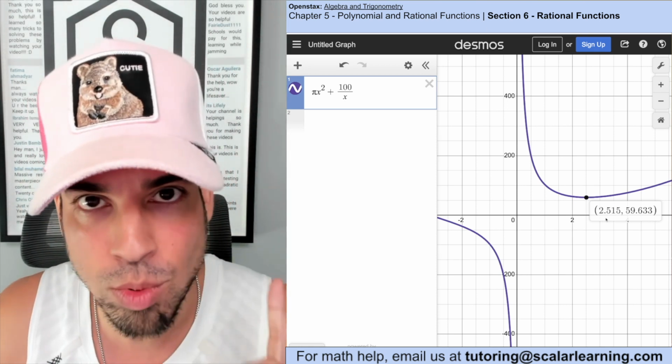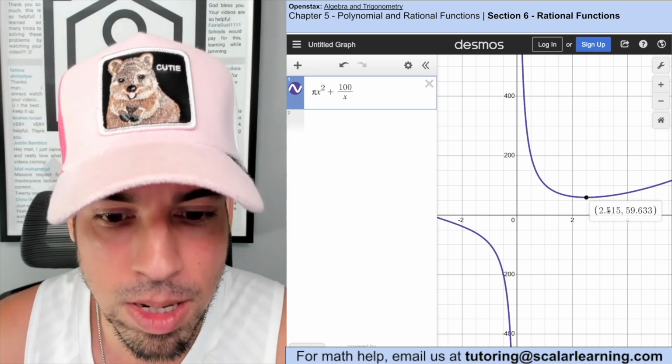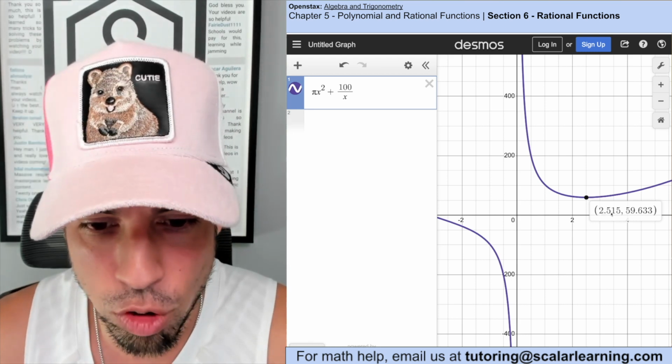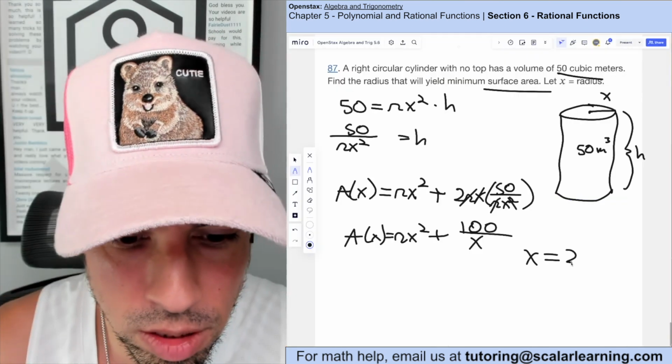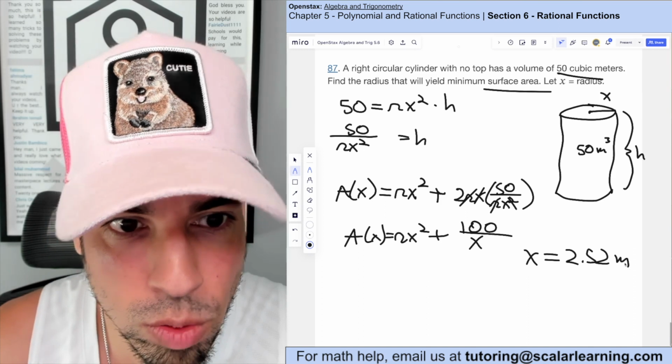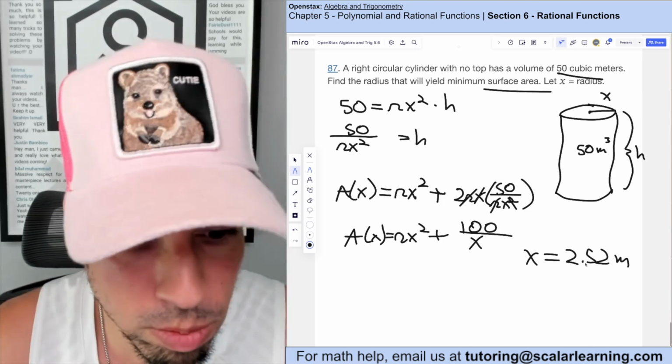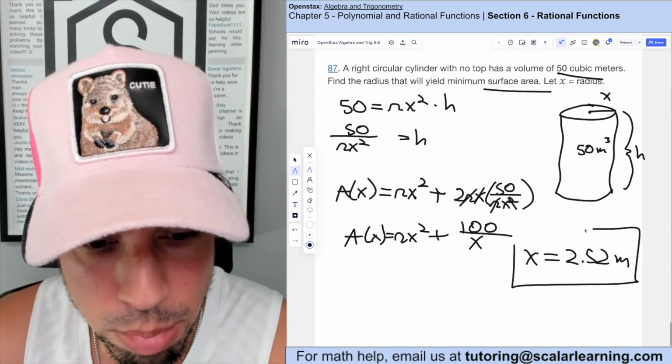And again, x represents the radius. So to get that minimum surface area, we need a radius of 2.52. So the answer is 2.52, and we're talking about meters because we're in cubic meters. So just regular meters, boom, done.